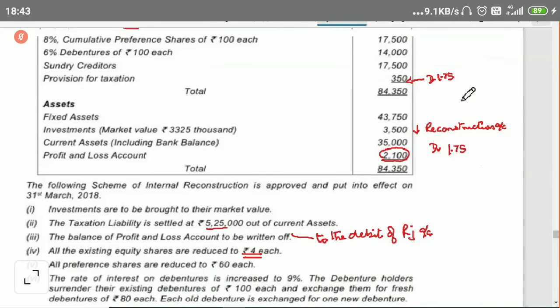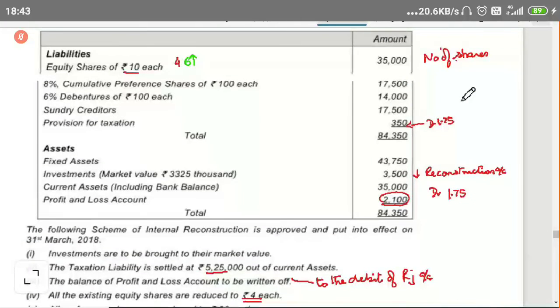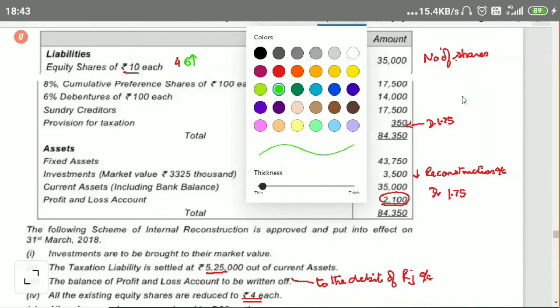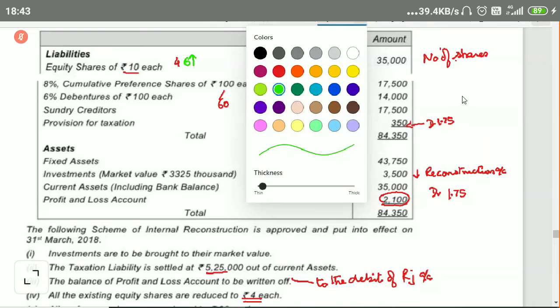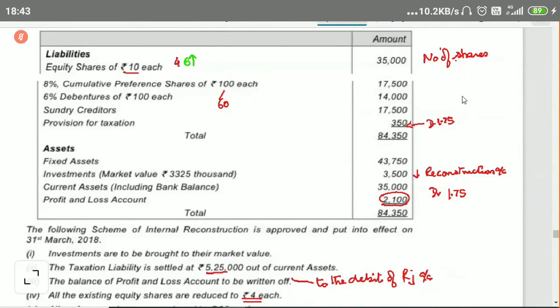Preference shares are to be reduced to rupees 60. Very good. So here from 100, we are going to come down to 60. So naturally our gain is 40 per share. There it was 6 per equity share.